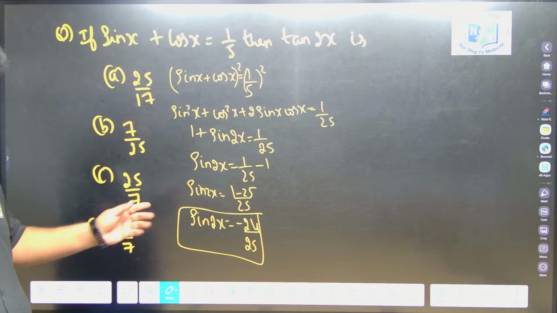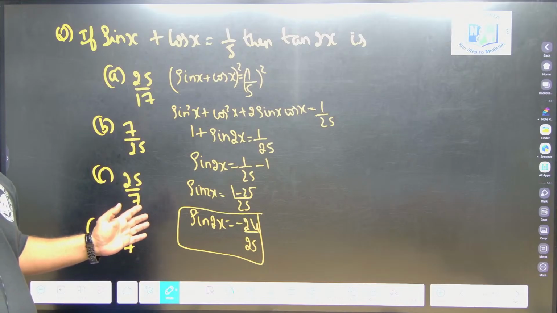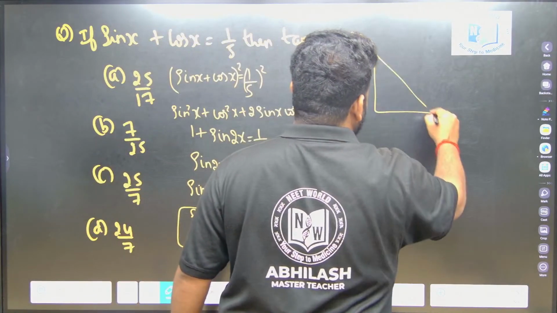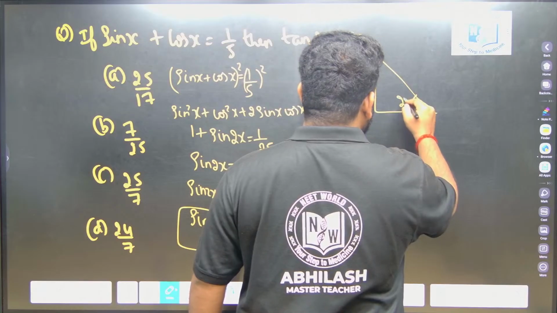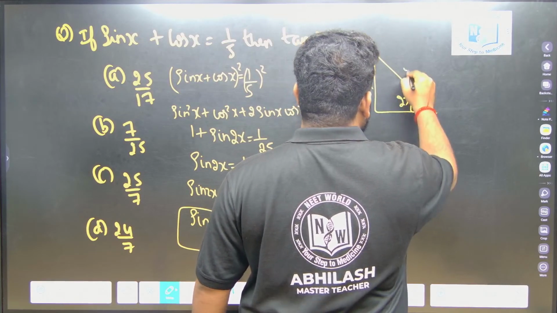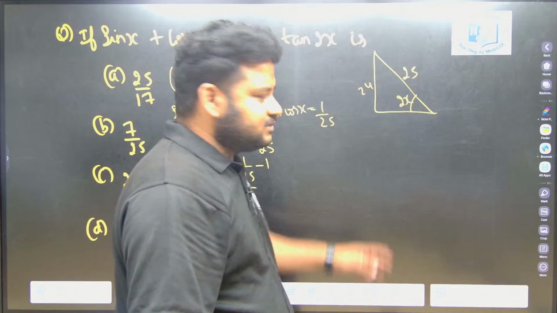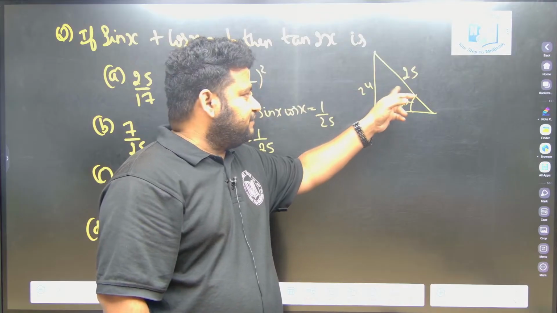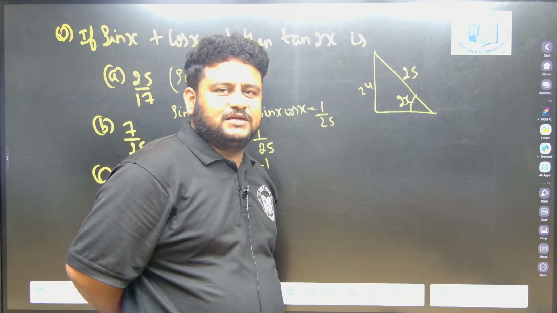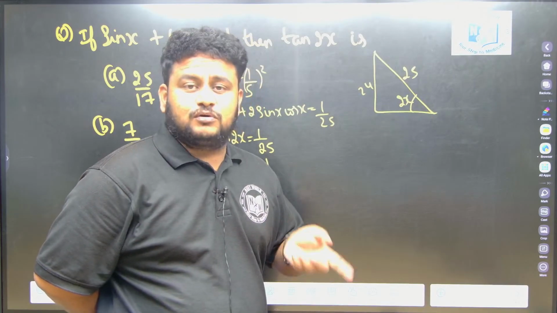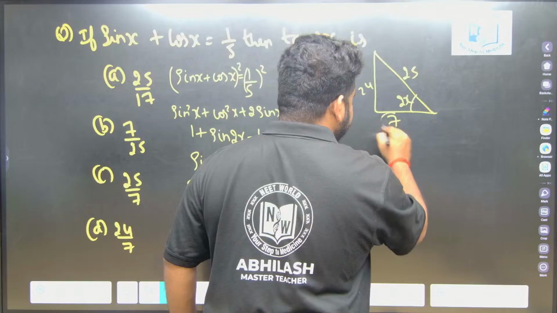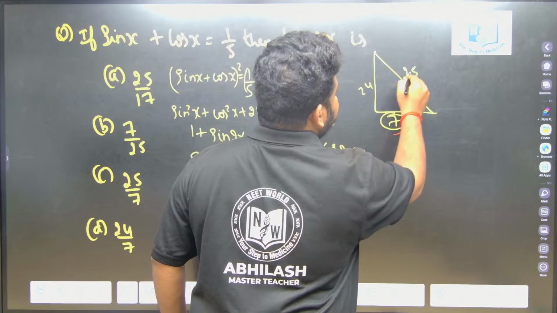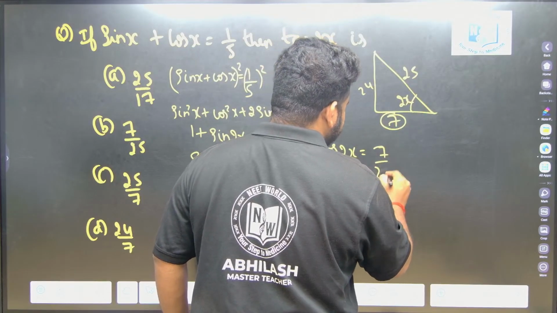Tan 2x is sin 2x by cos 2x. That means definitely I need the value of cos 2x. How can I find it? Just draw a triangle and use it. See here, this is 2x. Sin 2x is given as 24 by 25. Minus is there, ignore the sign as of now because the distance cannot be negative here. If you know the Pythagorean triplets, 25 square minus 24 square, that is 625 minus 576, gives us the value of 49. Square root of 49 is 7. So we will get the value of 7 here. So cos 2x will be equal to adjacent side by hypotenuse, that will be 7 by 25.